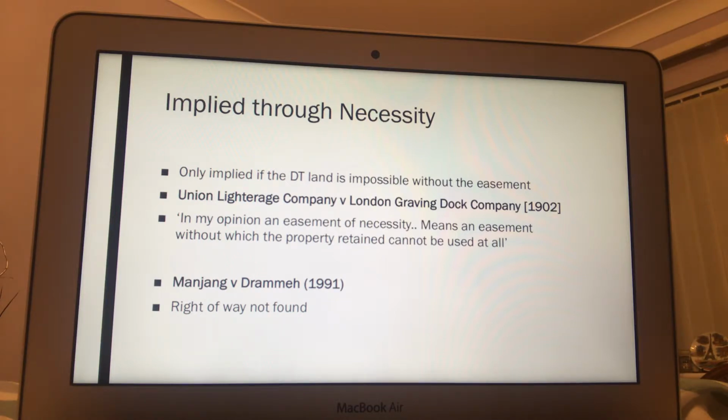This was then used in cases in more recent times, as shown in the case of Manjang v Drammeh, 1991. The court ruled that a right of way could not be found in this case, as they had alternative access available via water. This essentially meant it was not impossible, and that is part of the criteria to be implied through necessity.